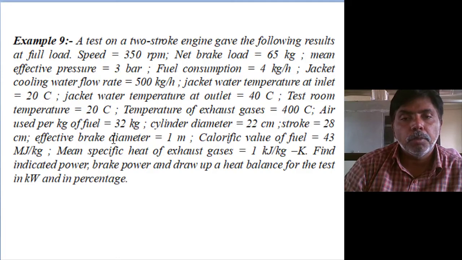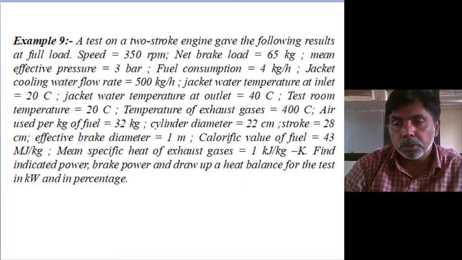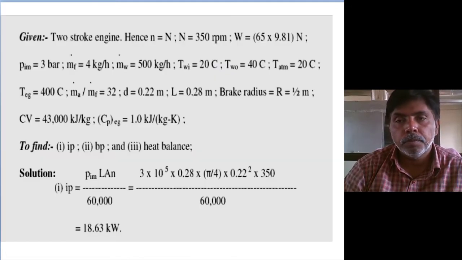The Prony brake dynamometer equation: 2 pi N, torque is W into L. This is the diameter they gave. Diameter by 2 is the radius that is required. Diameter by 2 is the length of the arm, the torque arm, 1 by 2. Then you can determine the brake power. Two things we can determine. First, the two calculations we will see first.